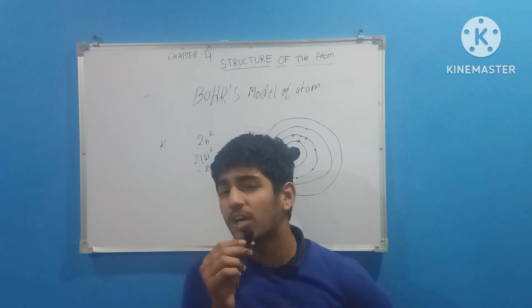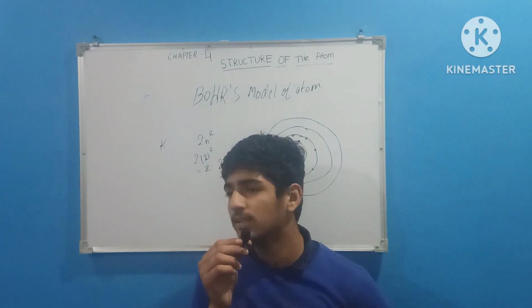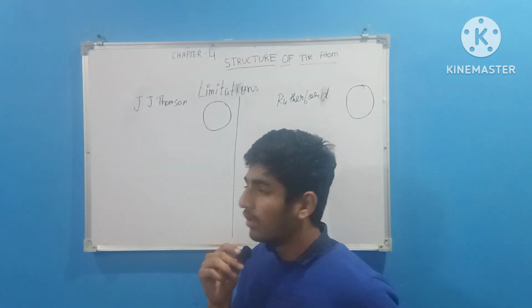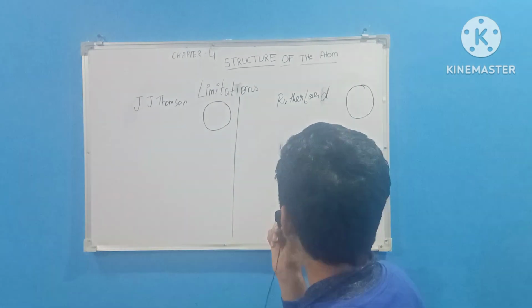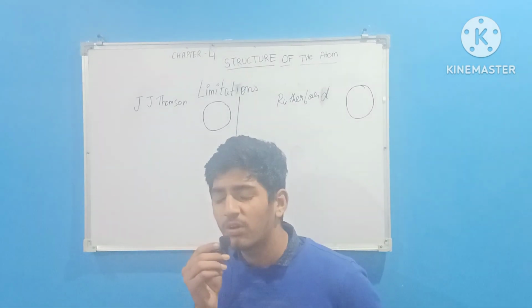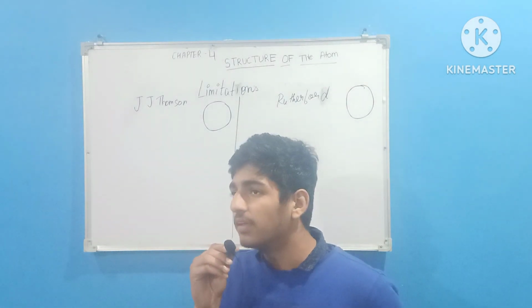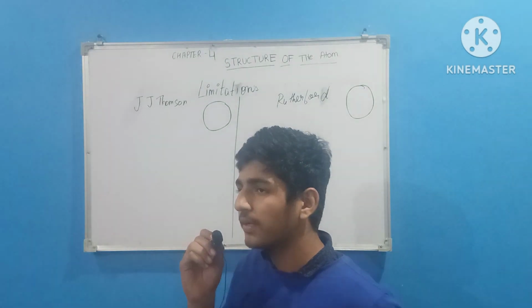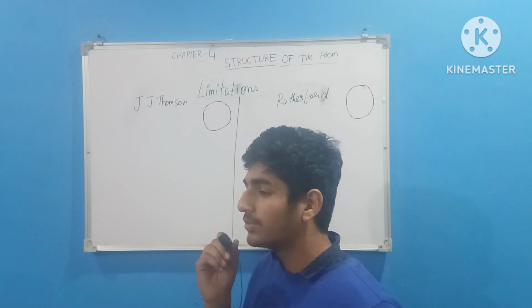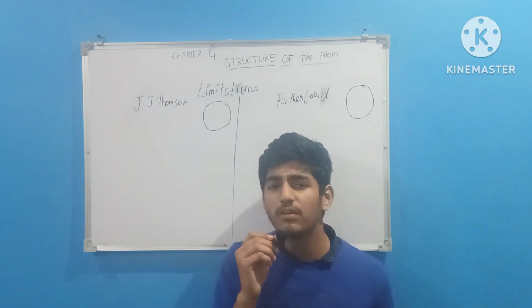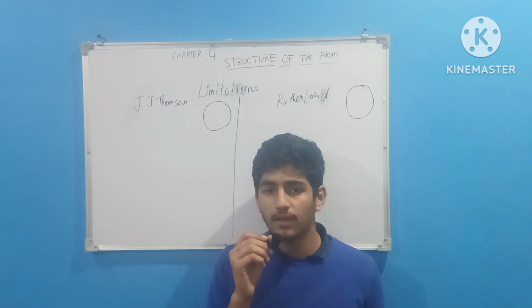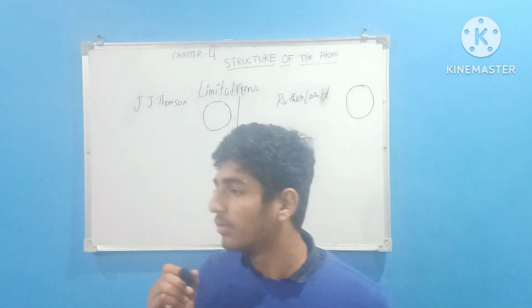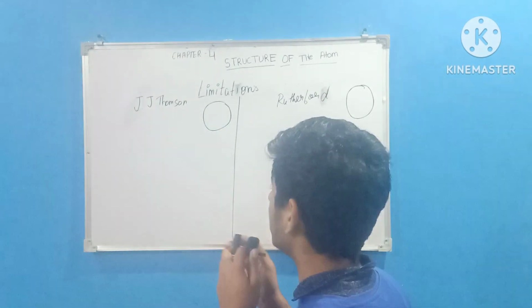limitations. So let's talk about the limitations of these scientists, of J. J. Thomson and Rutherford. Limitations of Bohr are also there, but in class 9th there are no limitations of Bohr. The limitations of Bohr are that it does not tell about more than n number of shells, and there are 2 or 3 limitations.